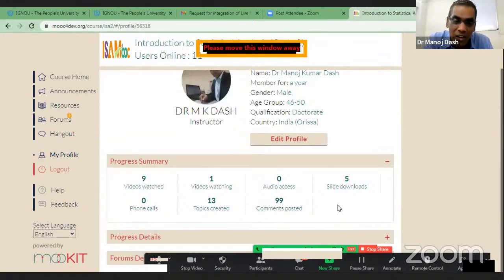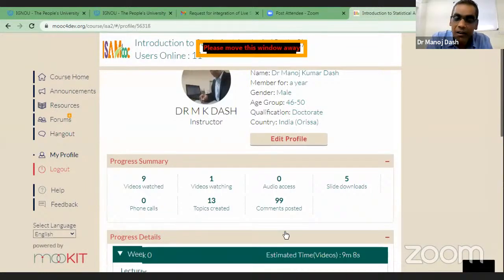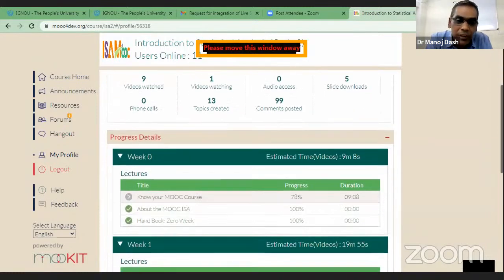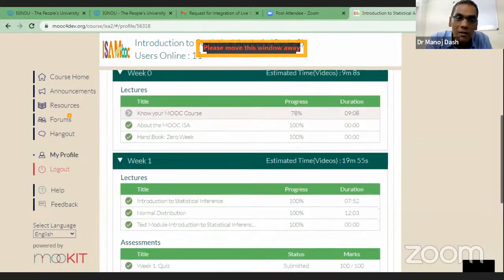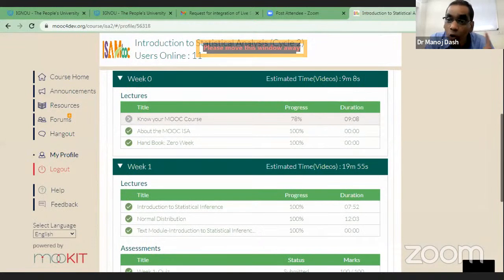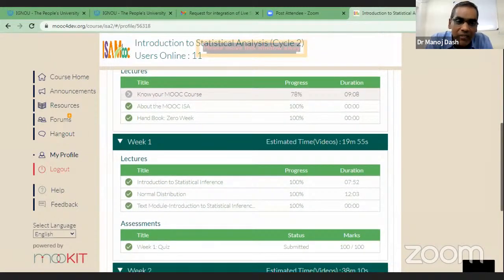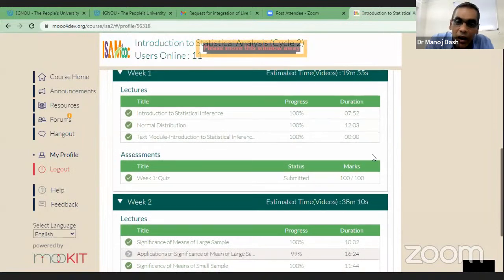This is very important. Then see the progress detail, what progress you have made. See my progress in week 1. Similarly, you can check your progress in week 1 and week 0. 78%, 70%, 100%, 100%. This is what is assessed. Now week 2, see again, 100%, 100%, 100%. And the week 1 quiz, yes, I have submitted.